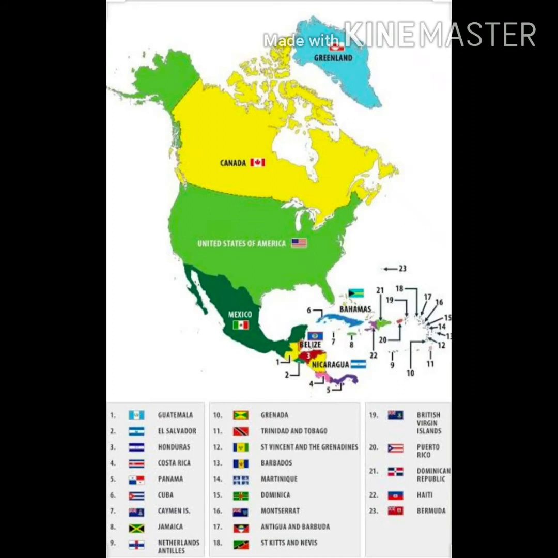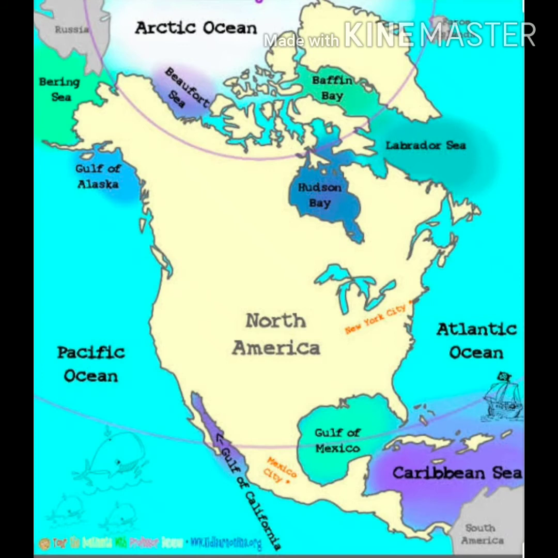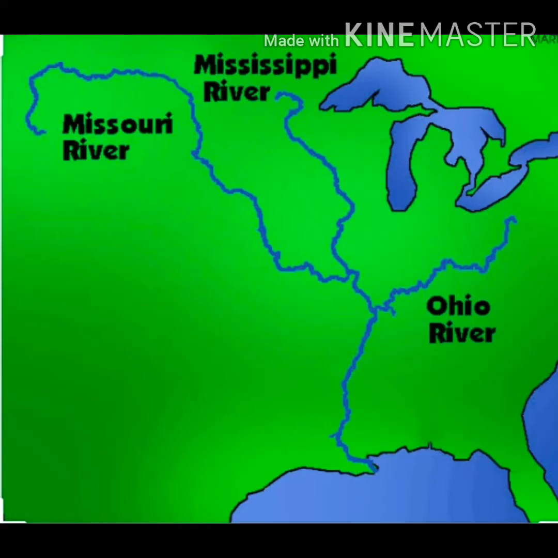Now comes the drainage of North America. Drainage is the water availability in that area. North America has large drainage basins which drain to separate oceans, seas, gulfs, etc. Let us discuss one by one. In this we will discuss all the rivers, lakes and water availability in North America.